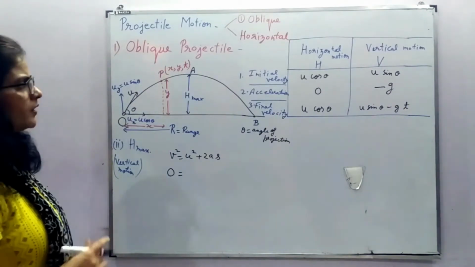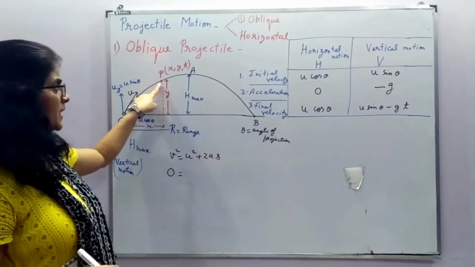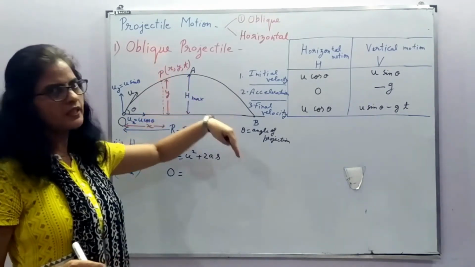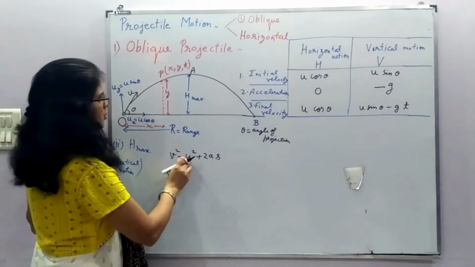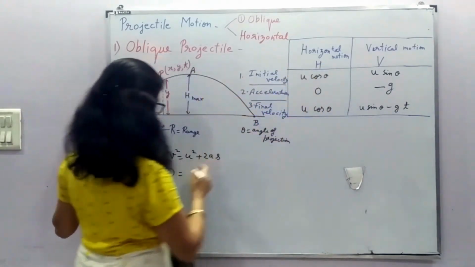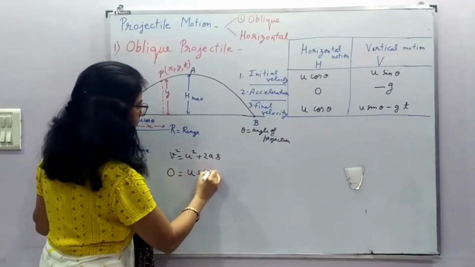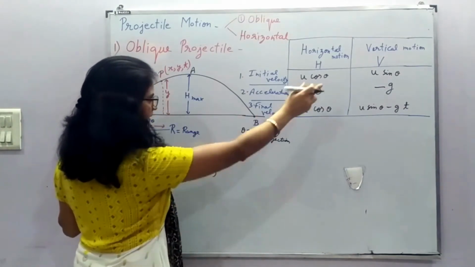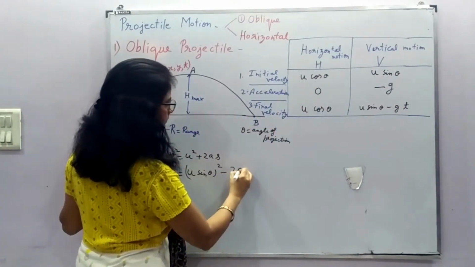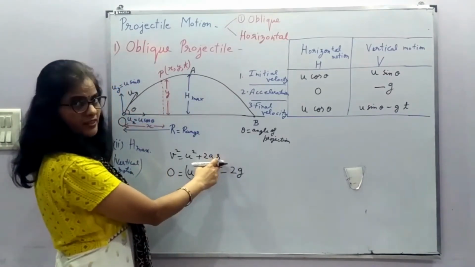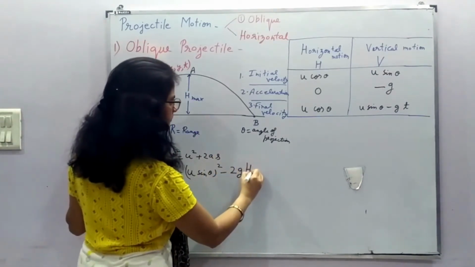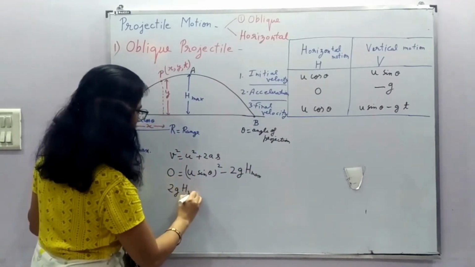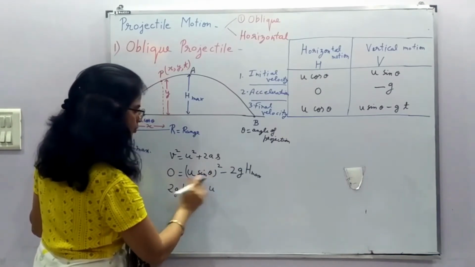Yes, that we know. This final velocity we have written for point P, not A. At point A, the final vertical velocity is 0. That's why it comes down again. Initial vertical velocity, look at this: u sin theta. So I'm just squaring it. Now, what will be the acceleration? It will be minus g. What is s? S is the distance traveled, that is h max. So from here, you will get, I'm squaring it.